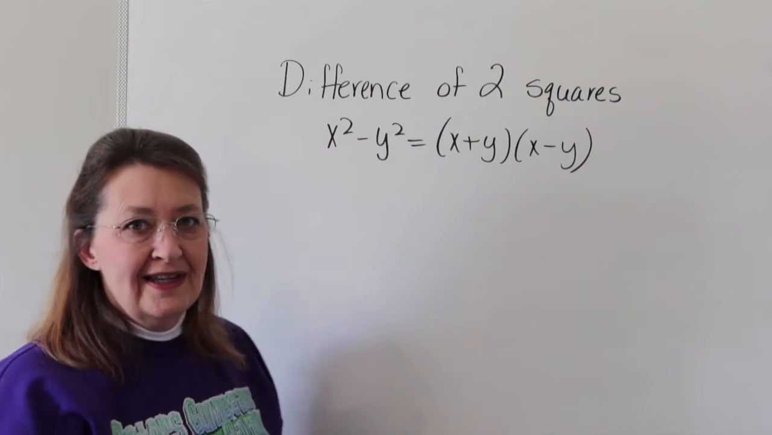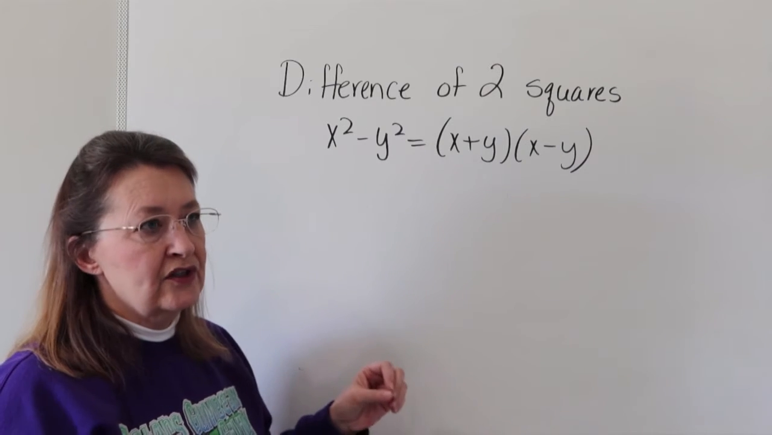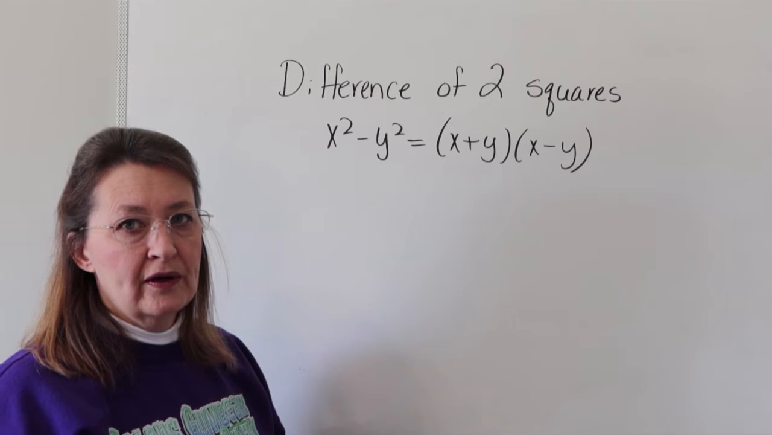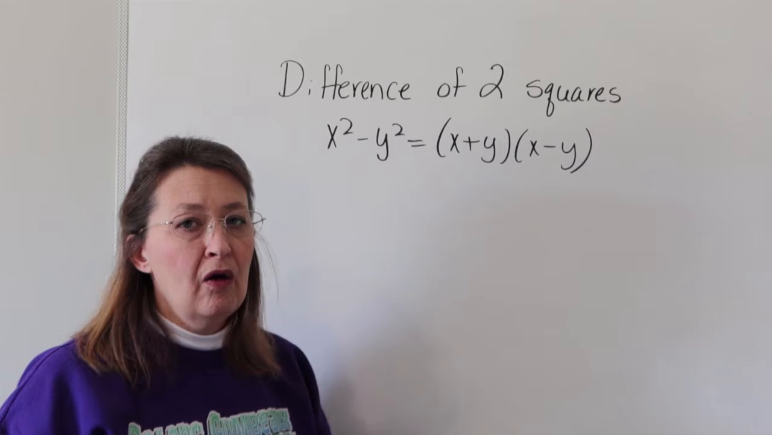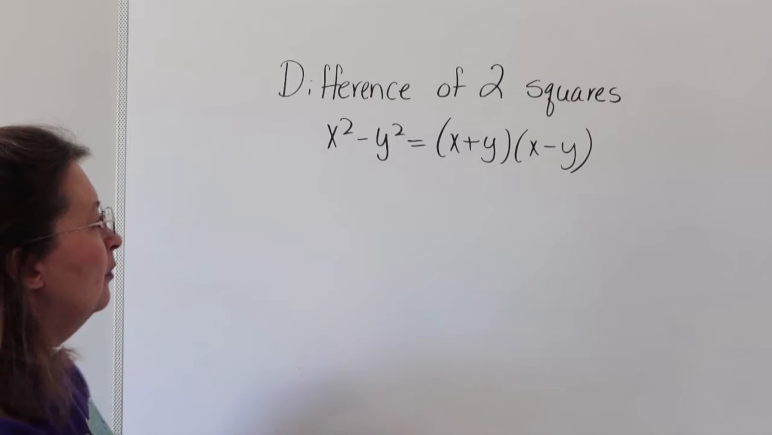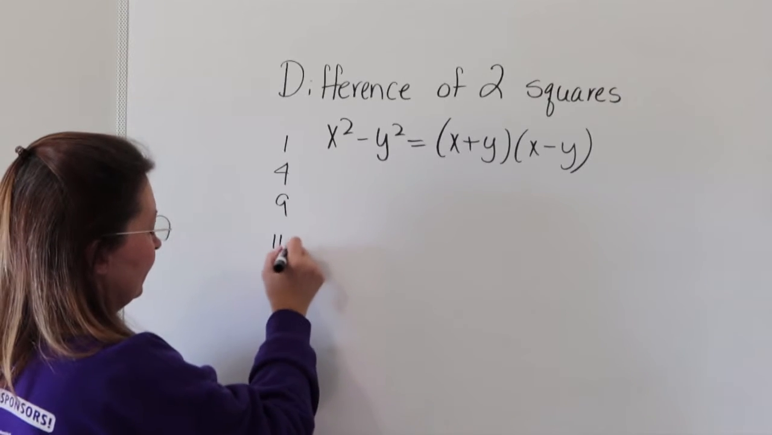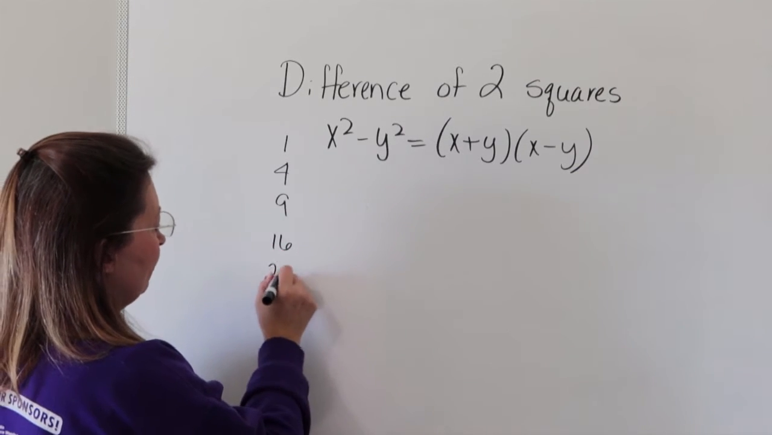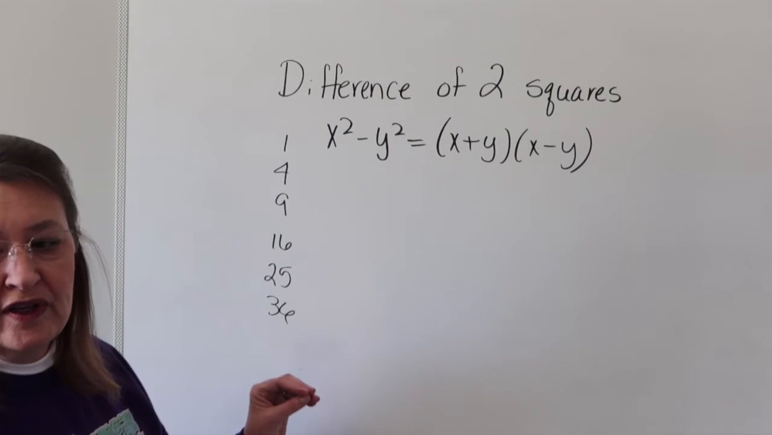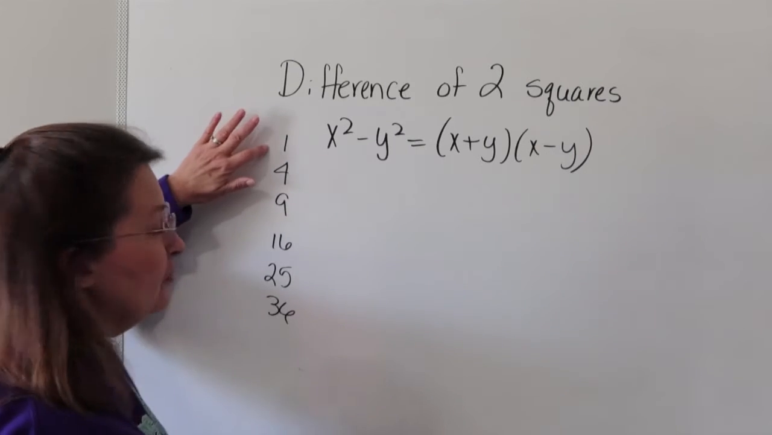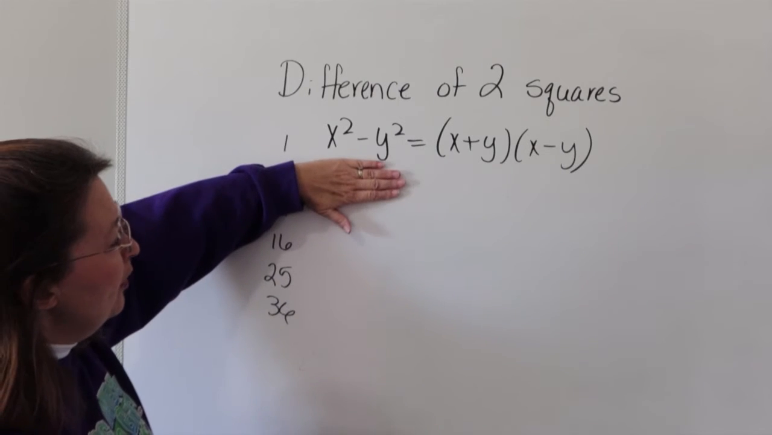X squared represents any perfect square, as does y squared. That's any perfect square. So first we need to know what are perfect squares. Well, perfect squares are numbers that when you take the square root of them, you get a whole number. So for example, perfect squares would be 1 and 4 and 9 and 16 and 25, 36, and so forth. Because when I take the square root of these numbers, I get a whole number. The square root of 1 is 1. The square root of 4 is 2. Okay? So here are the perfect squares.